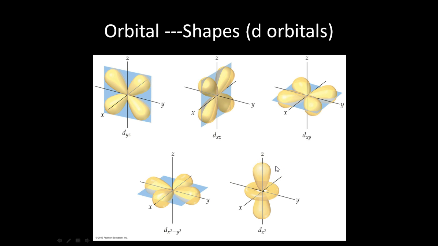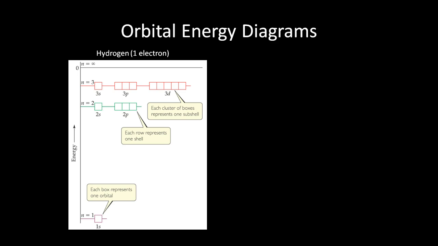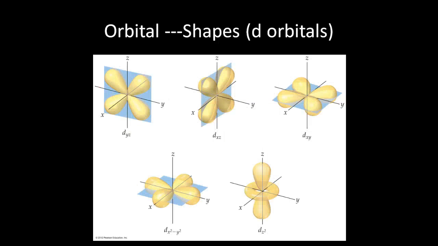Okay? And then once you start getting up to f orbitals, the shapes of these things just get incredibly complex. So that's where the electrons are around the nucleus, based on the angular quantum number. Okay.